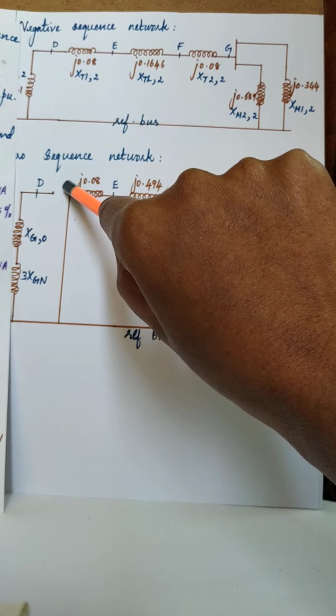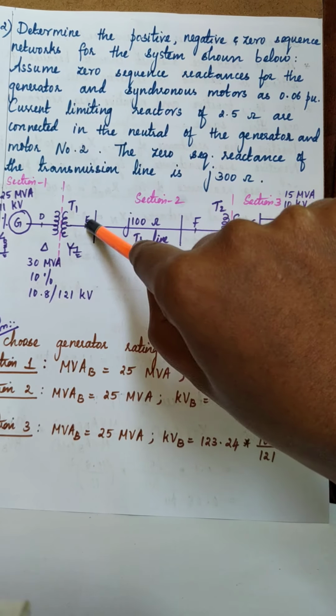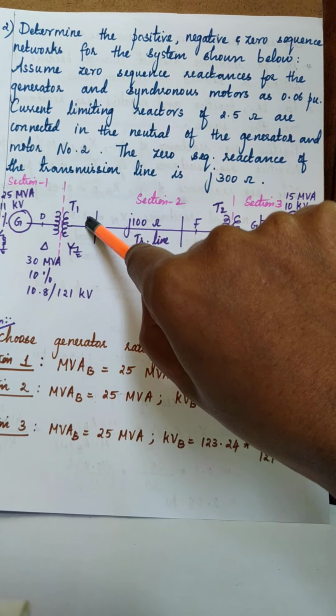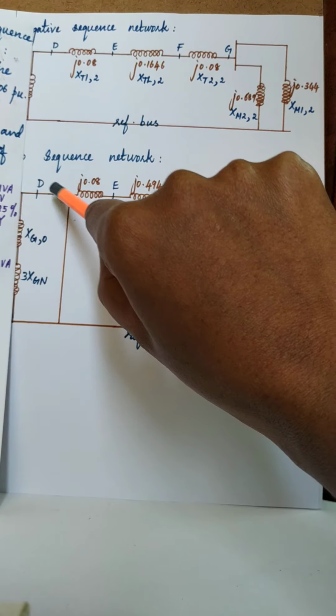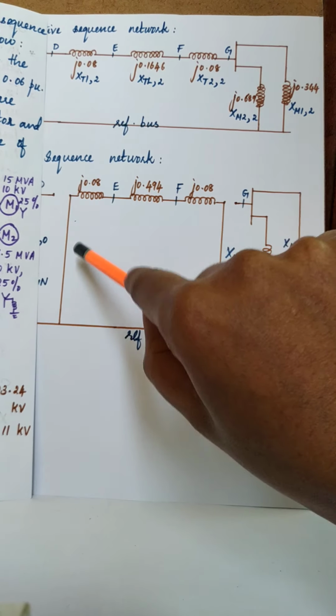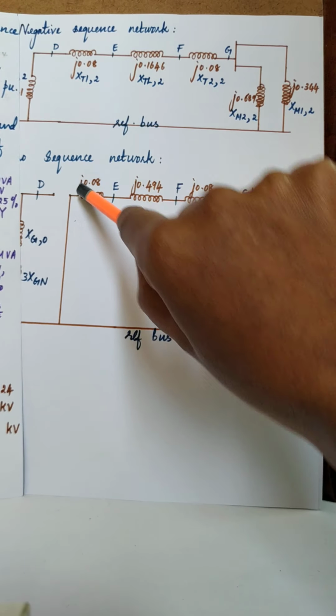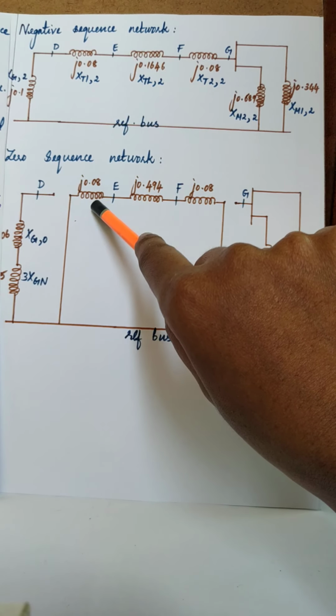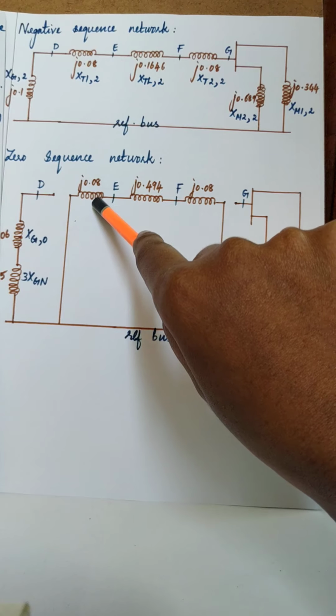See, come here. In this section, between these two points D and E, we have the transformer. On the primary side, the series switch is left open. The primary side shunt switch is closed, connected to the reference bus since it is delta. Okay. Coming to the secondary, it is star with grounding. So close the series switch on the secondary side and open the shunt switch on the secondary side. And we have calculated the zero sequence reactance of the transformer as j0.08.